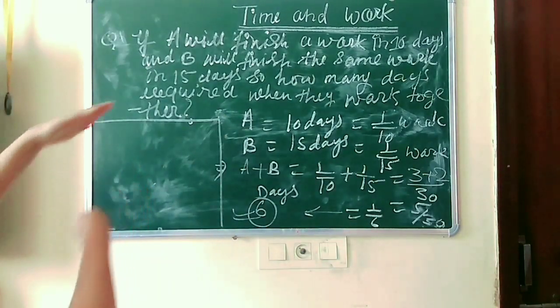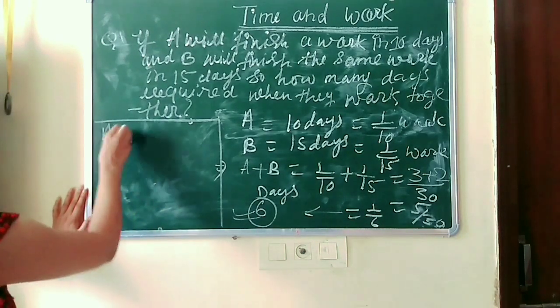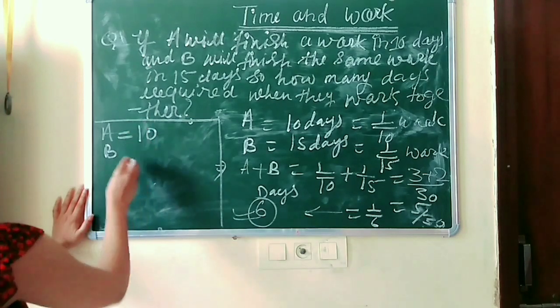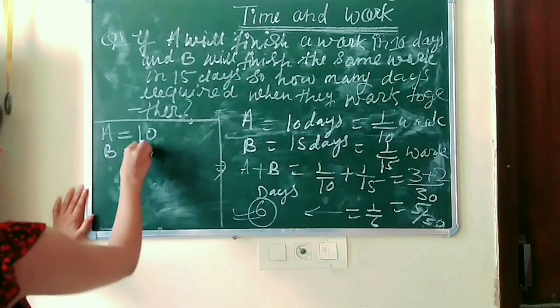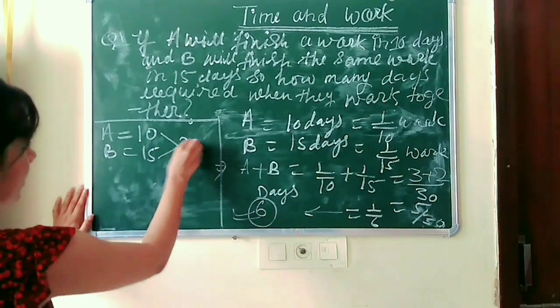If you get this kind of question in an exam, what will you do? We just simply write it like this. The days required by A is 10. The days required by B is 15. Now we will take the LCM, so we will get 30 again here.